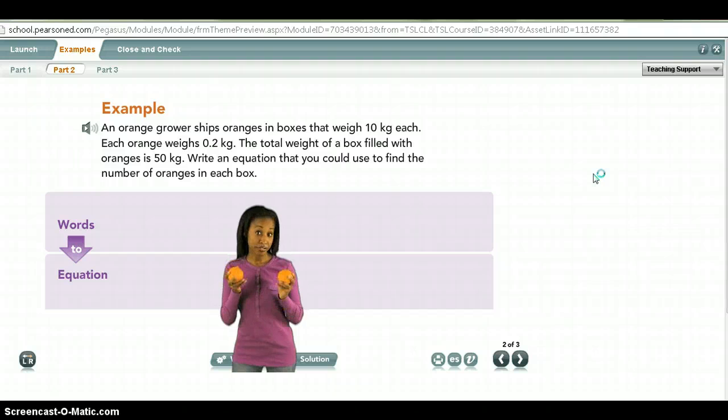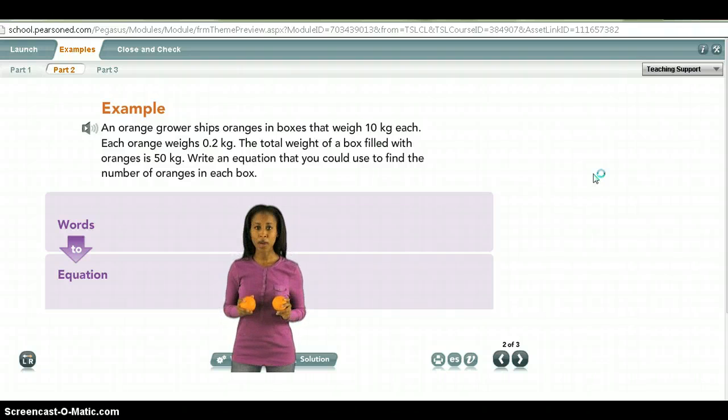It's easy to focus on the oranges in this problem since you have to have the weight of one orange and the total weight of the box when it's filled with oranges. But don't forget that the box has weight before any oranges are put inside it. So the total weight really has two parts, the weight of the oranges being shipped and the weight of the box itself. That's why you need a two-step equation.